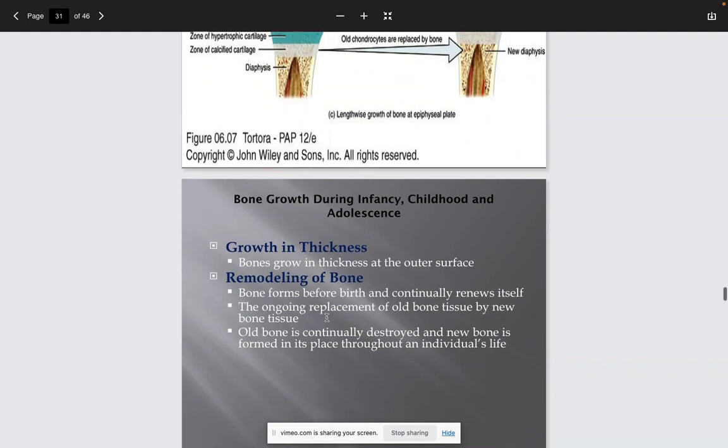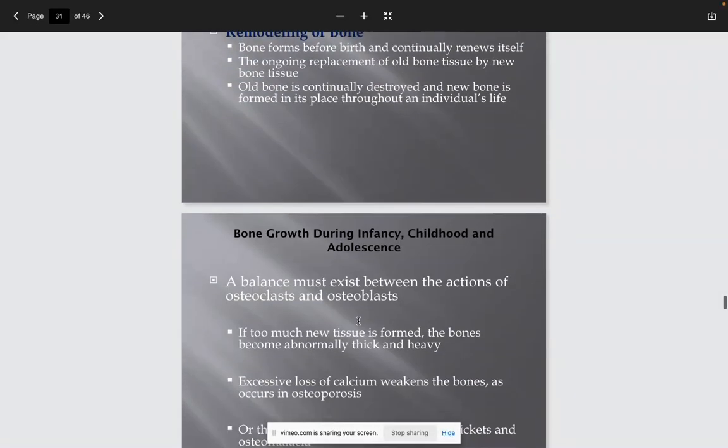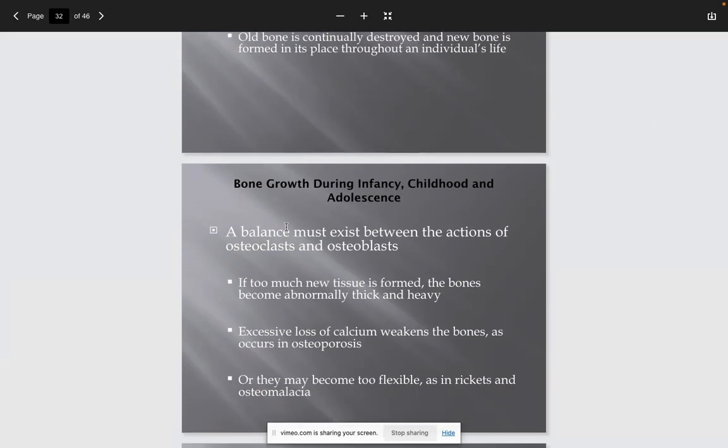Okay, so talking about how bone is continuing to grow, you have a growth in thickness. Bones grow in thickness at the outer surface, and there's also remodeling of bone. Okay, the ongoing replacement of old bone tissue by new bone tissue, and we said it's through the activity of the osteoblasts and the osteoclasts. The osteoclasts will resorb the bone, which means just remove it, and the osteoblasts will lay down this new bone. And we talk about this: a balance must exist between the actions of the osteoclast and the osteoblast.